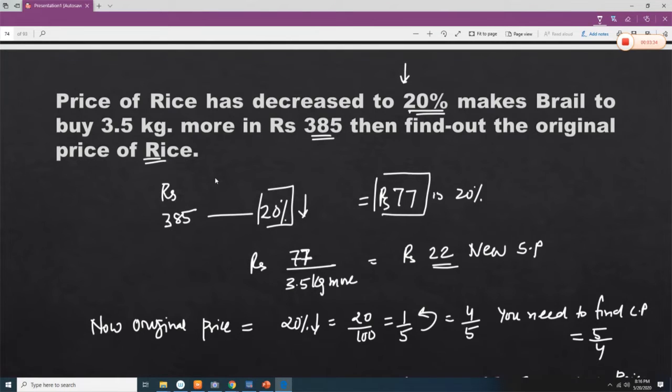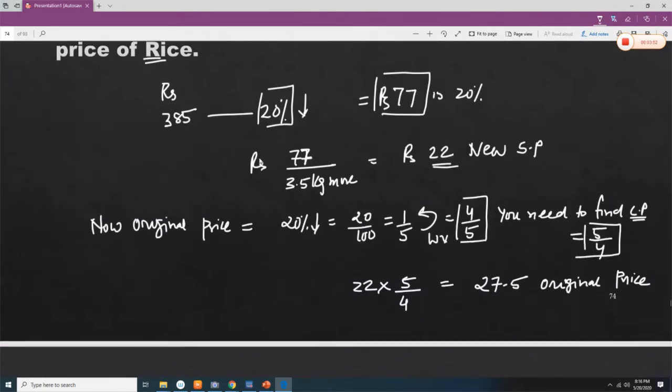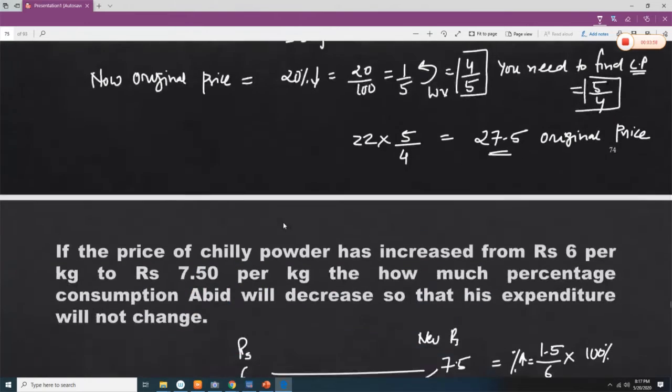Now 20% down means 20 over 100 or 1 over 5. You have to find out the whole value. So 5 minus 1 is 4, divided by 5. Now you have to find out the CP, so you have to flip this figure. So it is 5 over 4. So 22 multiplied by 5 over 4 comes to 27.5 is the original price.